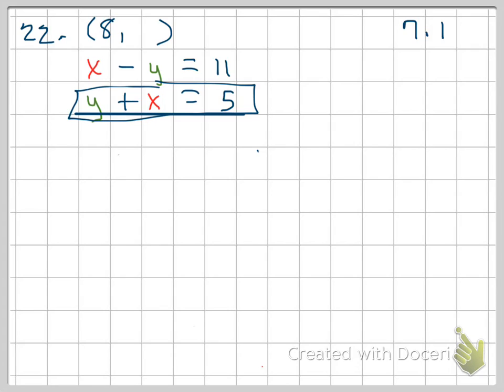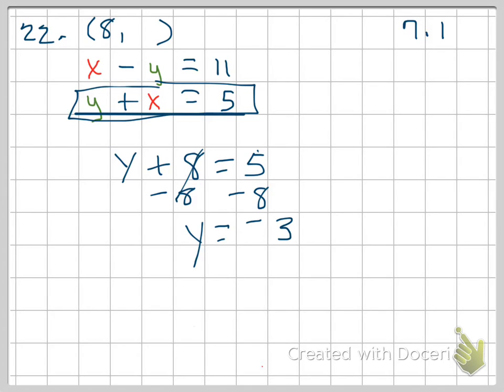So, y we don't know. So y plus x, which is 8, equals 5. Okay. We've got to get y by itself, so we need to subtract the 8 from this side and subtract the 8 from that side. So these cross out, so y equals, 8's the bigger number, and so it will be a negative 3.